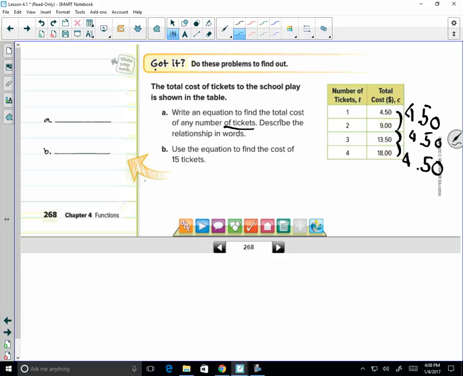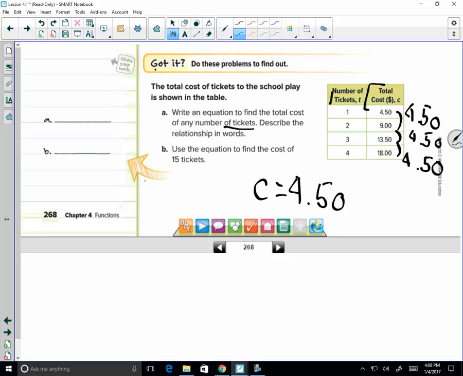It's going up. So I know that the total cost right here, C, is equal to, now I have to take the rate of change, which we also know is slope, 4.50 times, we're multiplying, the number of tickets.